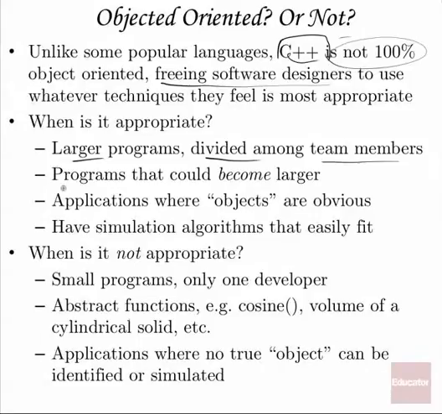Another would be something that could become larger. Well, it's small now, but we're planning on adding more features later. So we might as well start it off as object-oriented now so we can take advantage of the object-oriented benefits. And then later on, when you have to add more features, add more objects, it's already object-oriented. You don't need to convert things over from an old functional procedural system to a new object-oriented one. It's already object-oriented, so all you need to do is add objects or improve the existing objects.